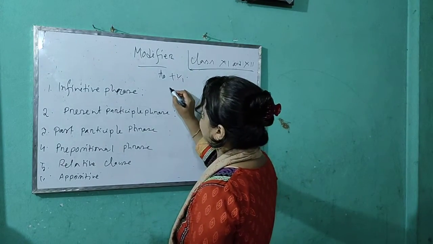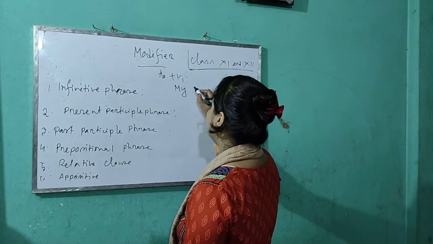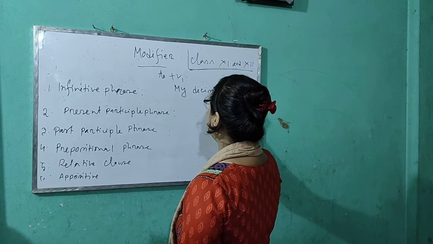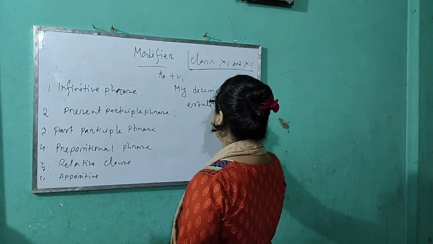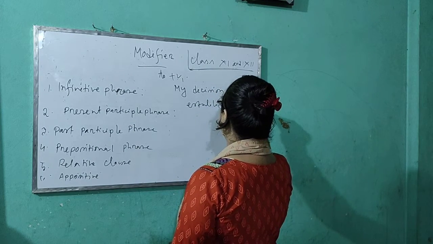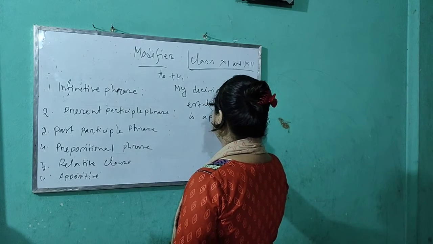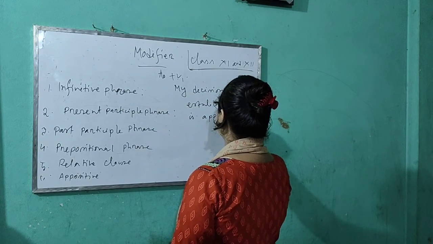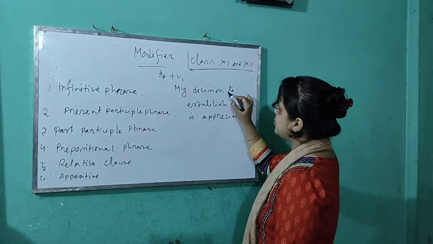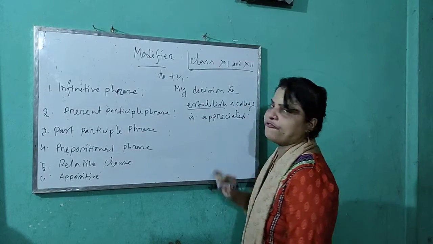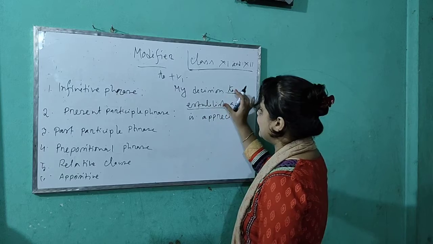Suppose I say, my decision to establish a college is appreciated. So see, whenever you use "to establish", this is called infinitive. Whenever you use to plus verb 1, this is infinitive.